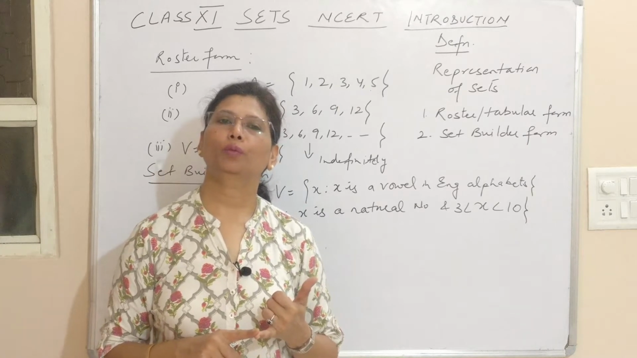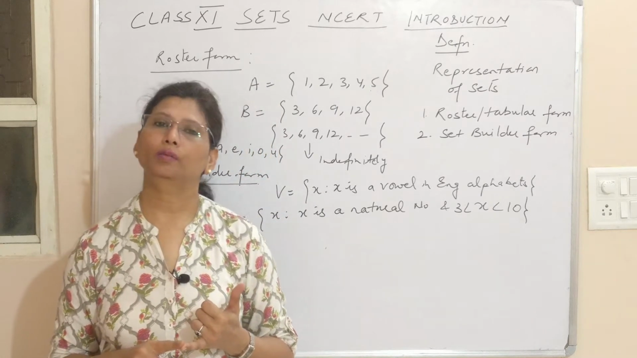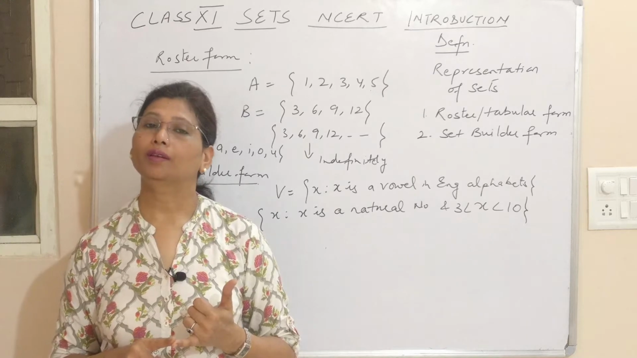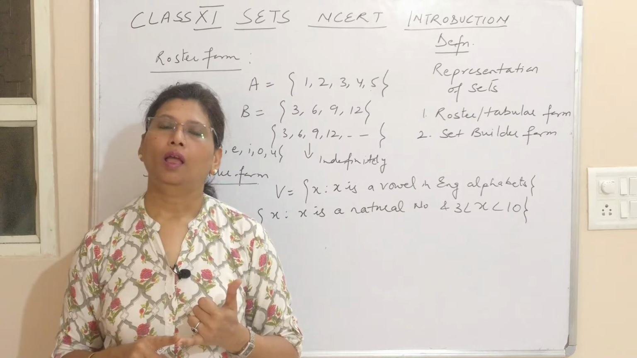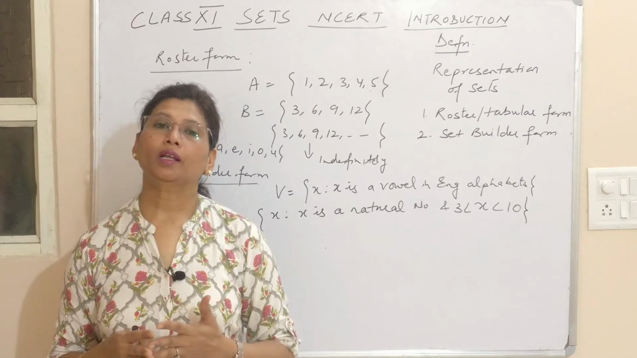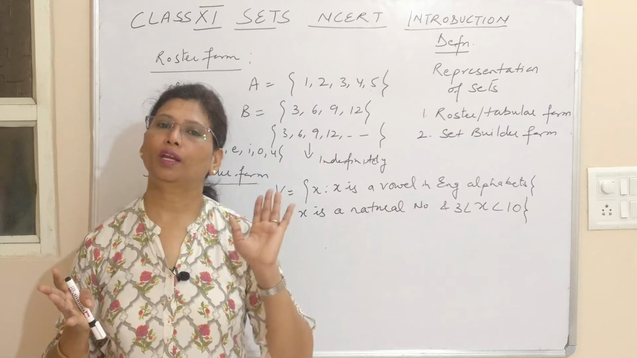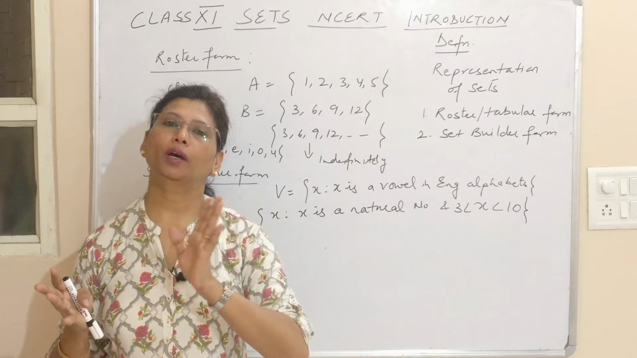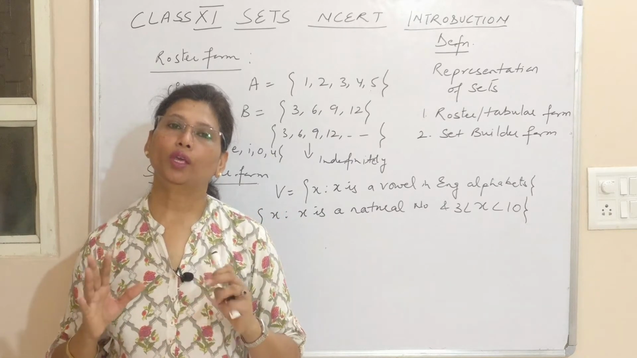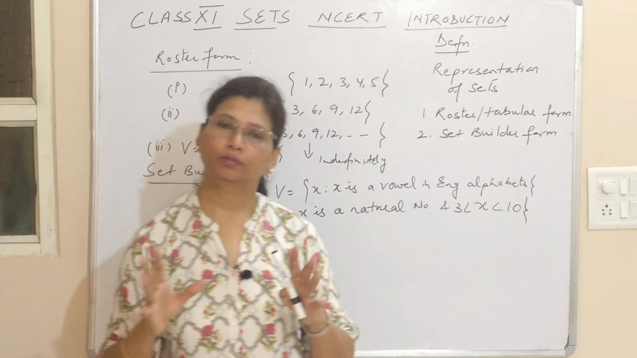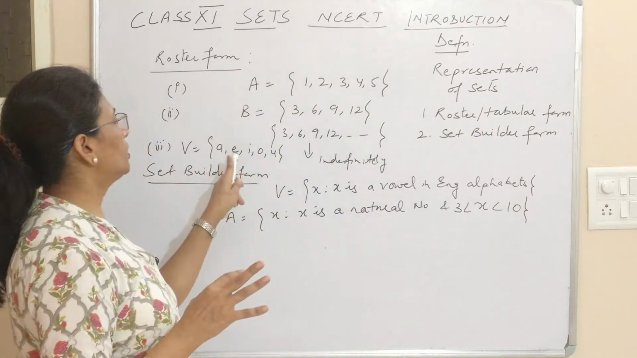Roster form is the one in which we just list the elements of a particular set, separated by commas. Like earlier, I discussed the set of vowels. What we did was write V is equal to {A, E, I, O, U}. So we are writing the 5 vowels of the English alphabet. This is the roster form.